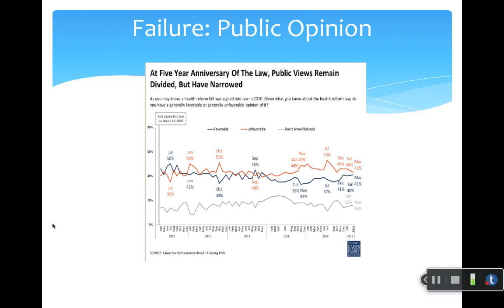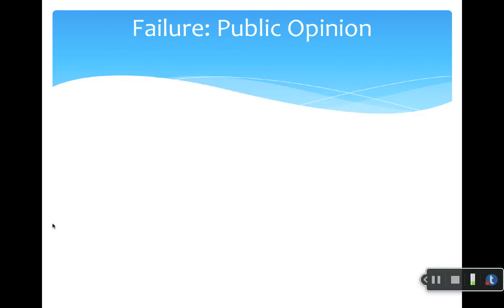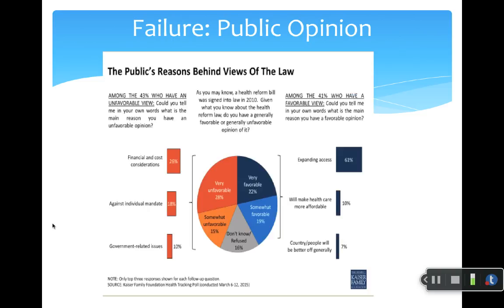And what we see is that basically the country is very evenly split between people who are in favor of it, not in favor of it, and then people who just don't know or don't care. And so it's a very partisan, very political divide that we see in the United States of the people who like and don't like this law.